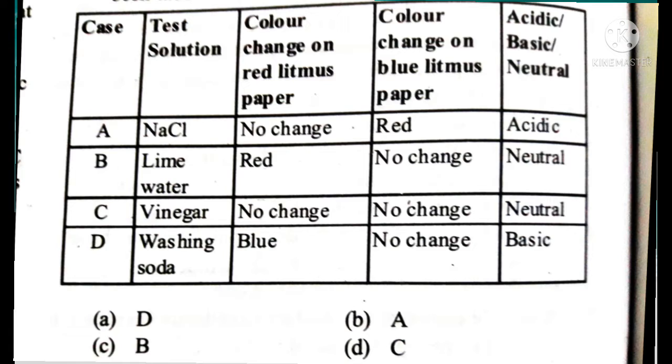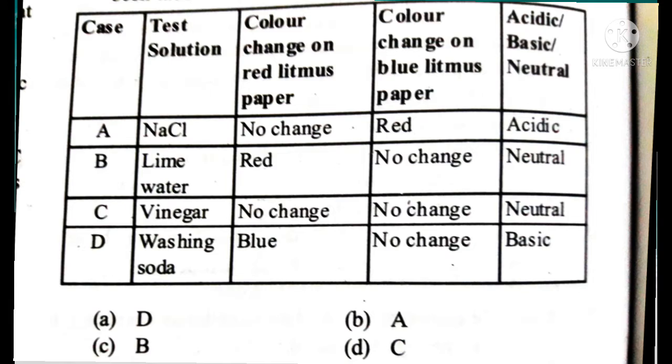In Roman letter B, lime water is given. Lime water is basic in nature, so it will change red litmus to blue. It will not have any effect on blue litmus paper. So this is also wrong. The final result is given as neutral. So capital letter B is also wrong.